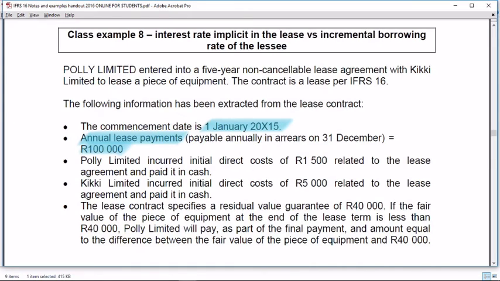Poly Limited incurred initial direct costs of 1,500 relating to the lease. Poly is the lessee. Kiki incurred initial direct costs of 5,000 Rand related to the lease. Kiki is the lessor. The lease contract further specifies a residual value guarantee of 40,000. If the fair value of the piece of equipment at the end of the lease term is less than 40,000, Poly Limited will pay as part of a final payment an amount equal to the difference between the fair value of the piece of equipment and 40,000 Rand. That is for purposes of determining the future value payable by the lessee.